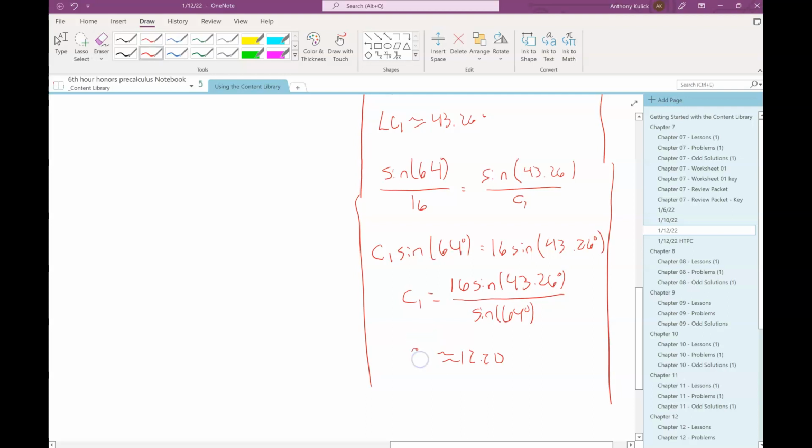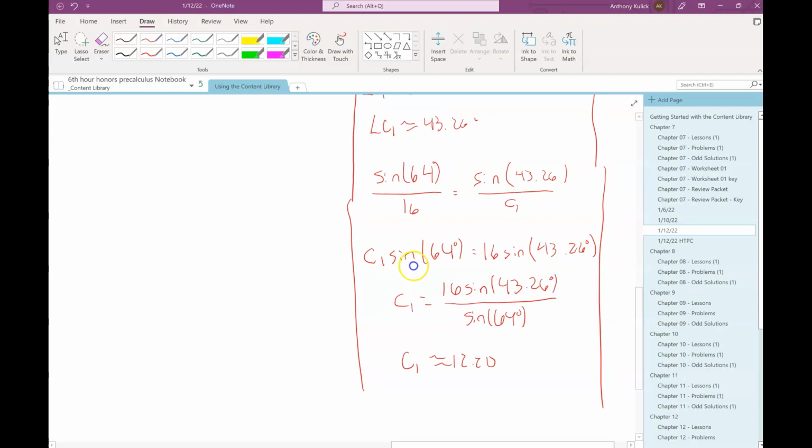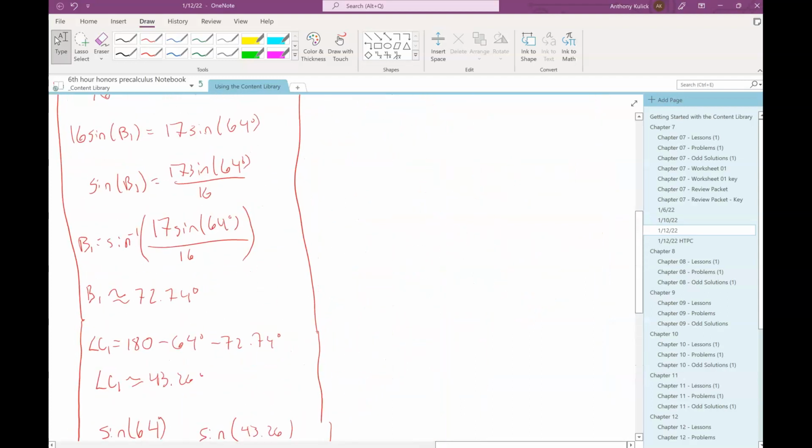Now, the trick here on triangle 2, the piece that maybe I didn't do a good enough job emphasizing last time, was that the order in which we find the values in triangle 2 has to be the same order that we used in triangle 1. So the first thing I need to find is my angle B2, and then I'm going to find my angle C2, and then I'm going to find my side C2. Okay? So the relationship between the first angle you're finding in triangle 2 and the first angle you found in triangle 1 is that they're supplementary.